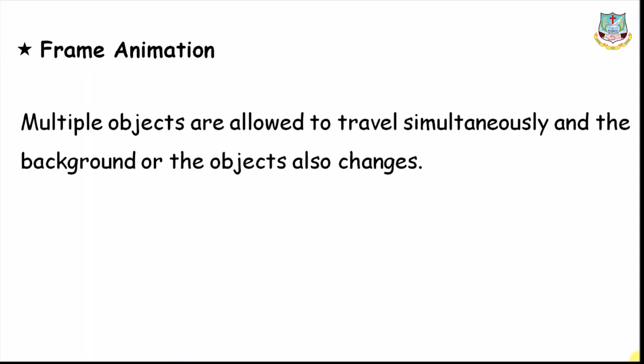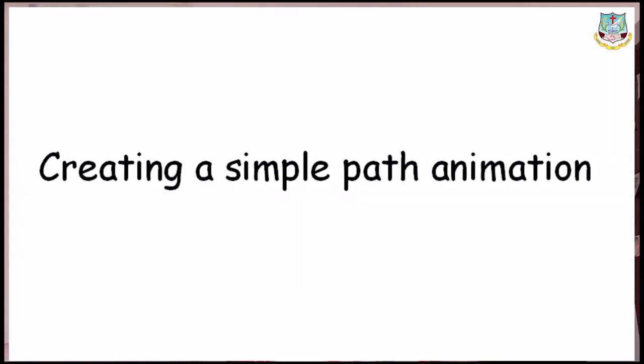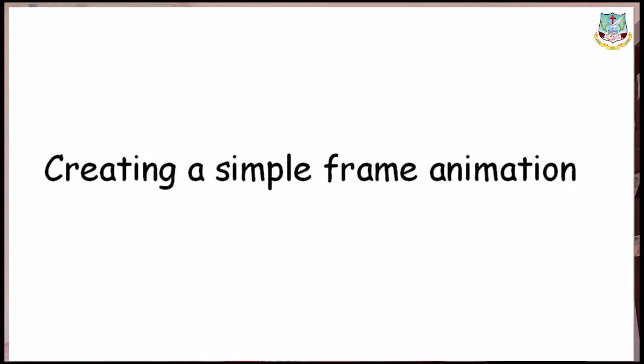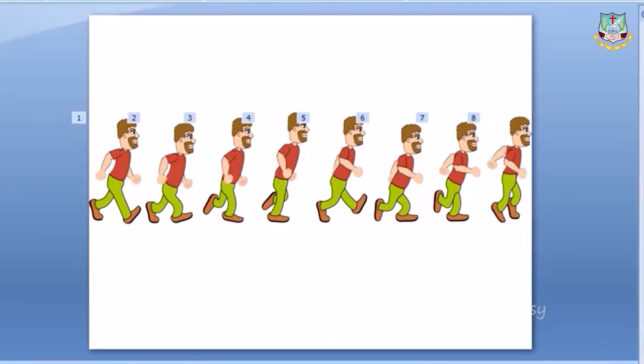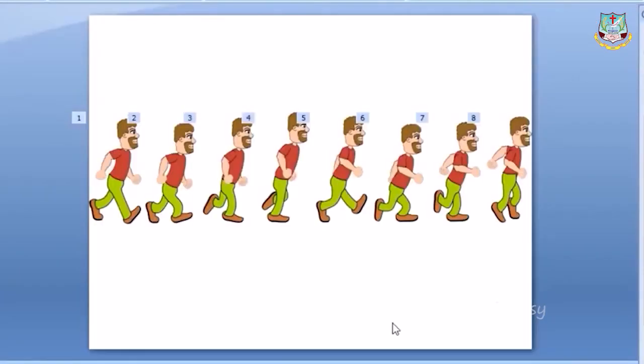The definition of frame animation is multiple objects are allowed to travel simultaneously and the background or the object also changes. In the path animation, if you see, the background will be static and just the element moves. Here in frame animation, multiple objects are allowed to travel at the same time, that is simultaneously, and the object as well as the background will be moving so that it creates an animation effect. It will be more effective than the path animations. Are you clear?